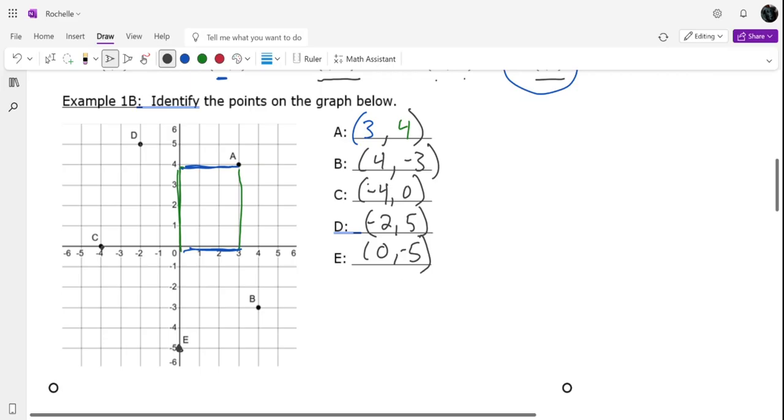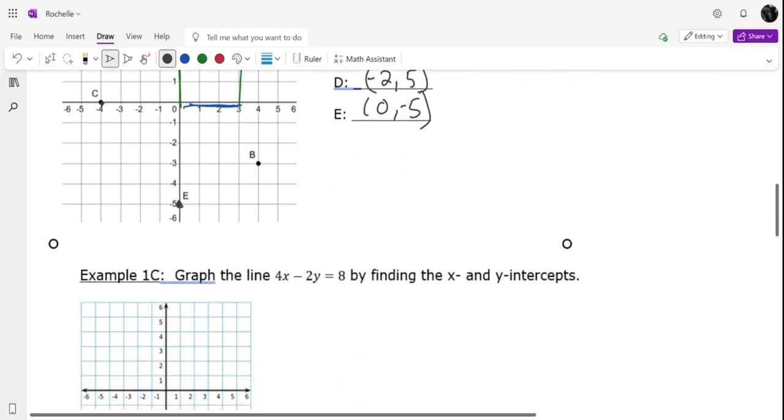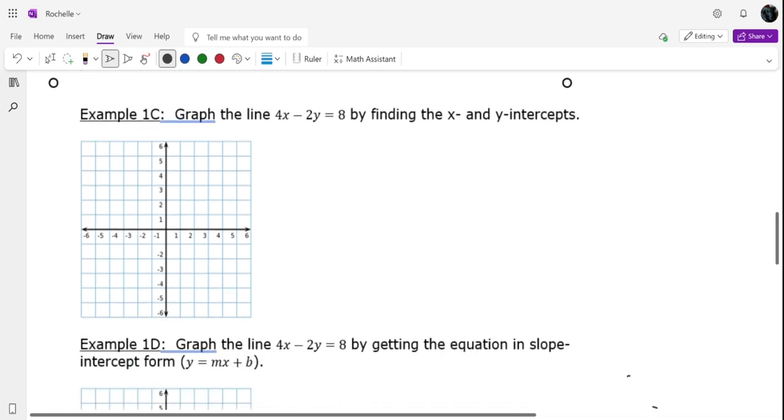Now we're going to move on to graphing a linear function or a line. And so this line that we have right here is written in what we call standard form. Ax plus By equals a number, or C. So one way, if it's written like this, is we can just find 2 points that are on that line. 2 of the easiest points are the x and y intercepts.